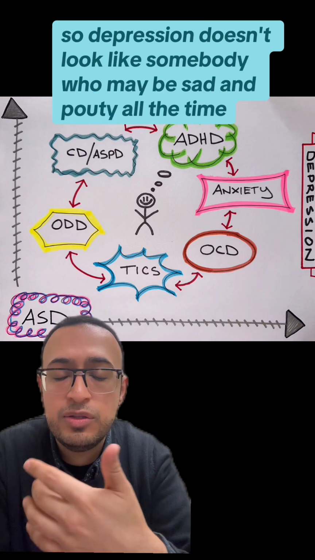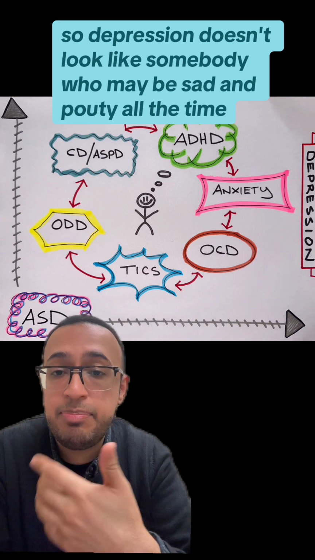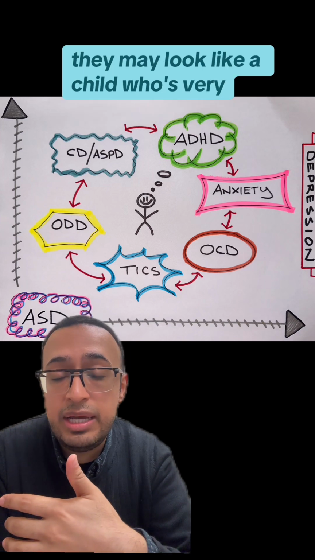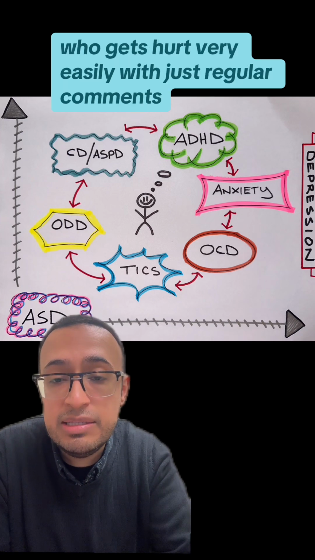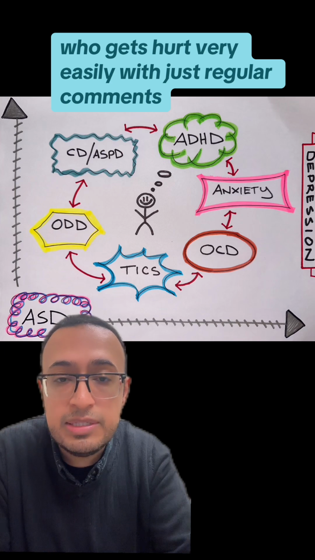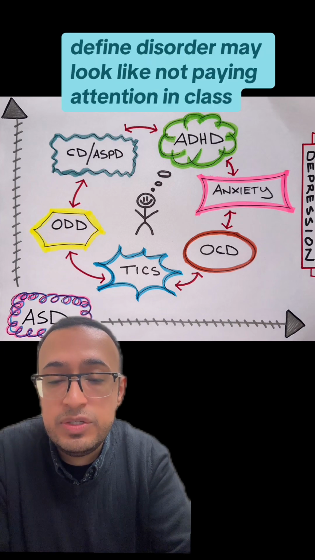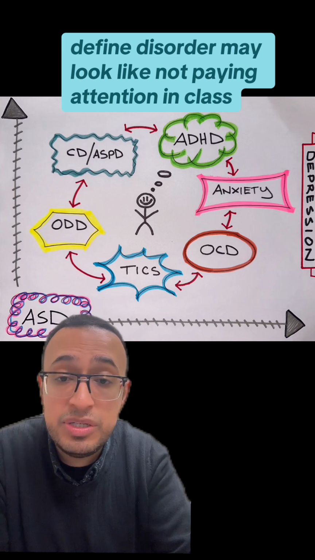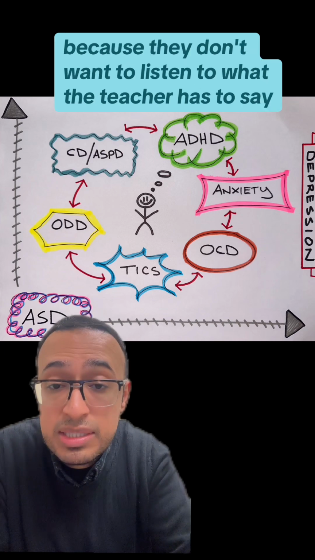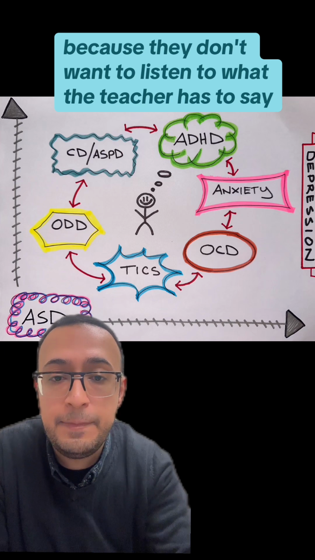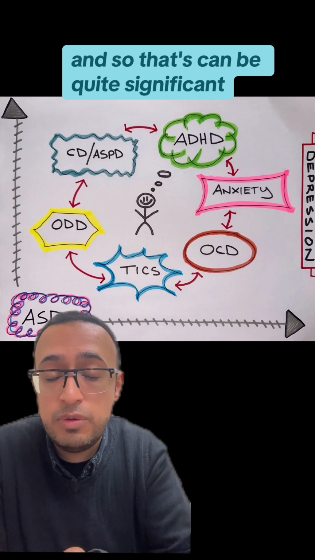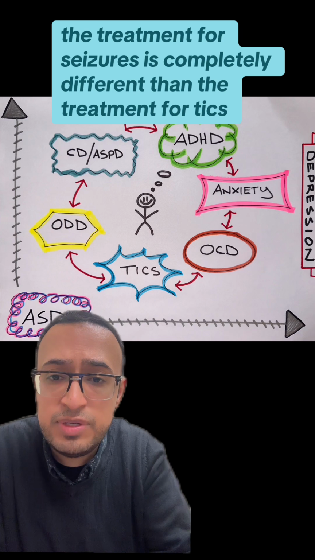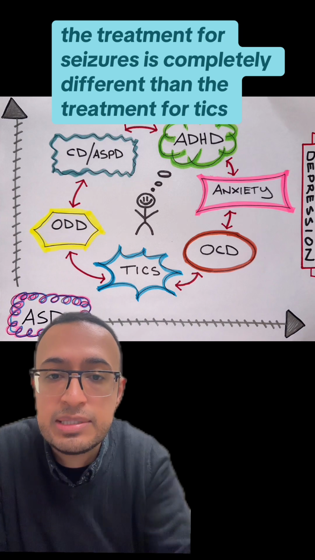So depression doesn't look like somebody who is sad and pouty all the time. It may look like a child who's very, very shy, who doesn't want to speak, who gets hurt very easily with just regular comments. Something like oppositional defiant disorder may look like not paying attention in class because they don't want to listen to what the teacher has to say. Tics can sometimes even look like seizures and you don't really know. And that can be quite significant because the treatment for seizures is completely different than the treatment for tics.